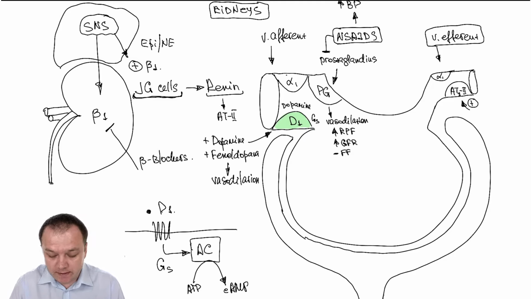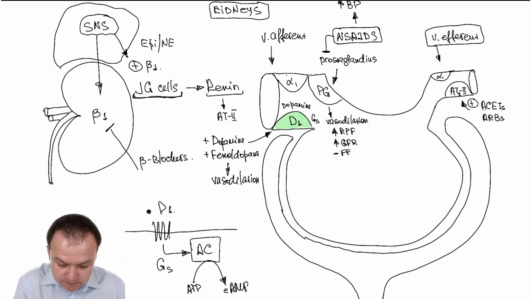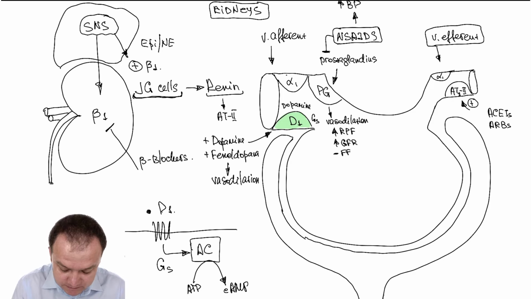So we have angiotensin type 1 receptors for angiotensin 2 in vas efferent. What is interesting is that we have medications called angiotensin converting enzyme inhibitors, and we have ARBs, angiotensin receptor blockers. ACE inhibitors and ARBs block these receptors.